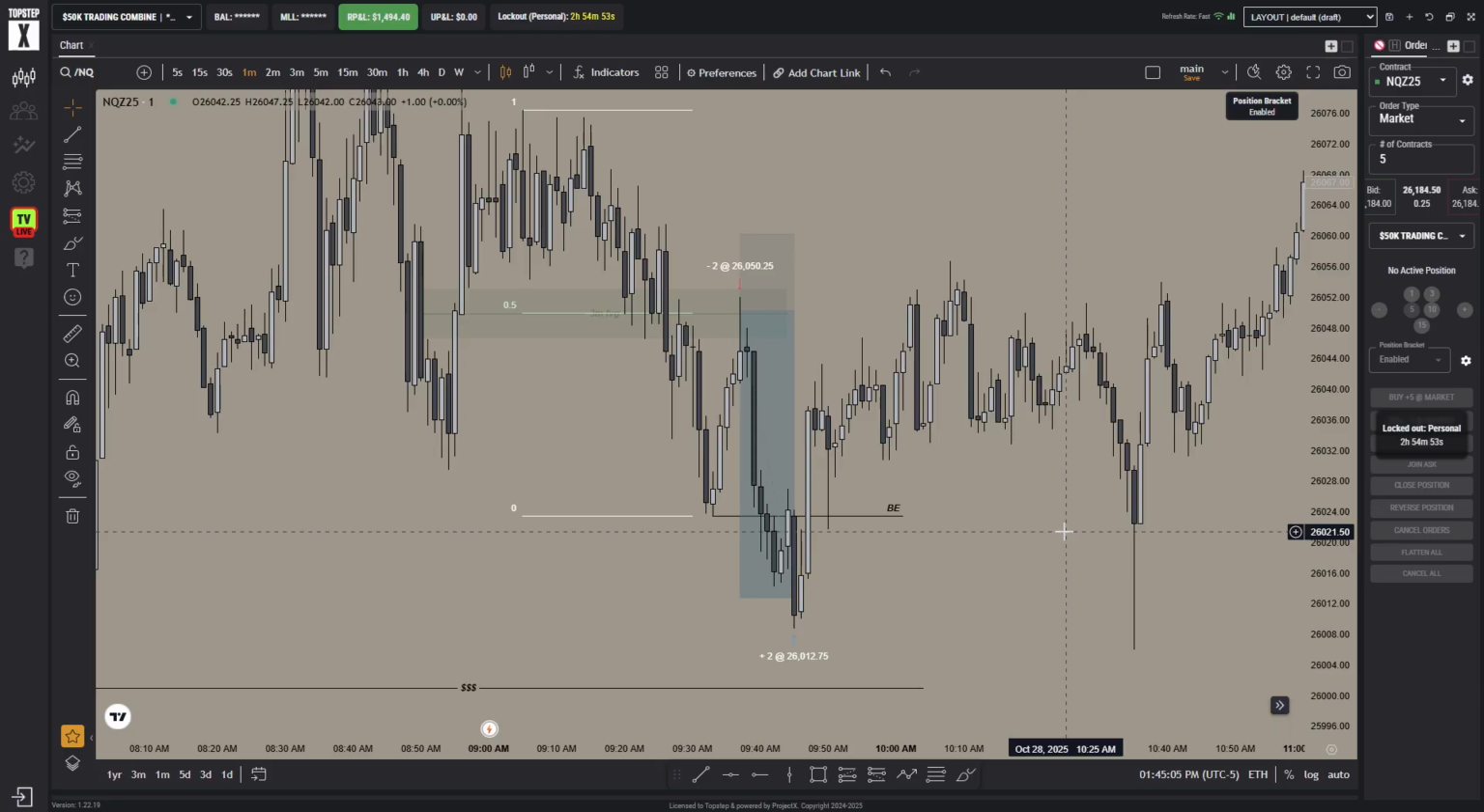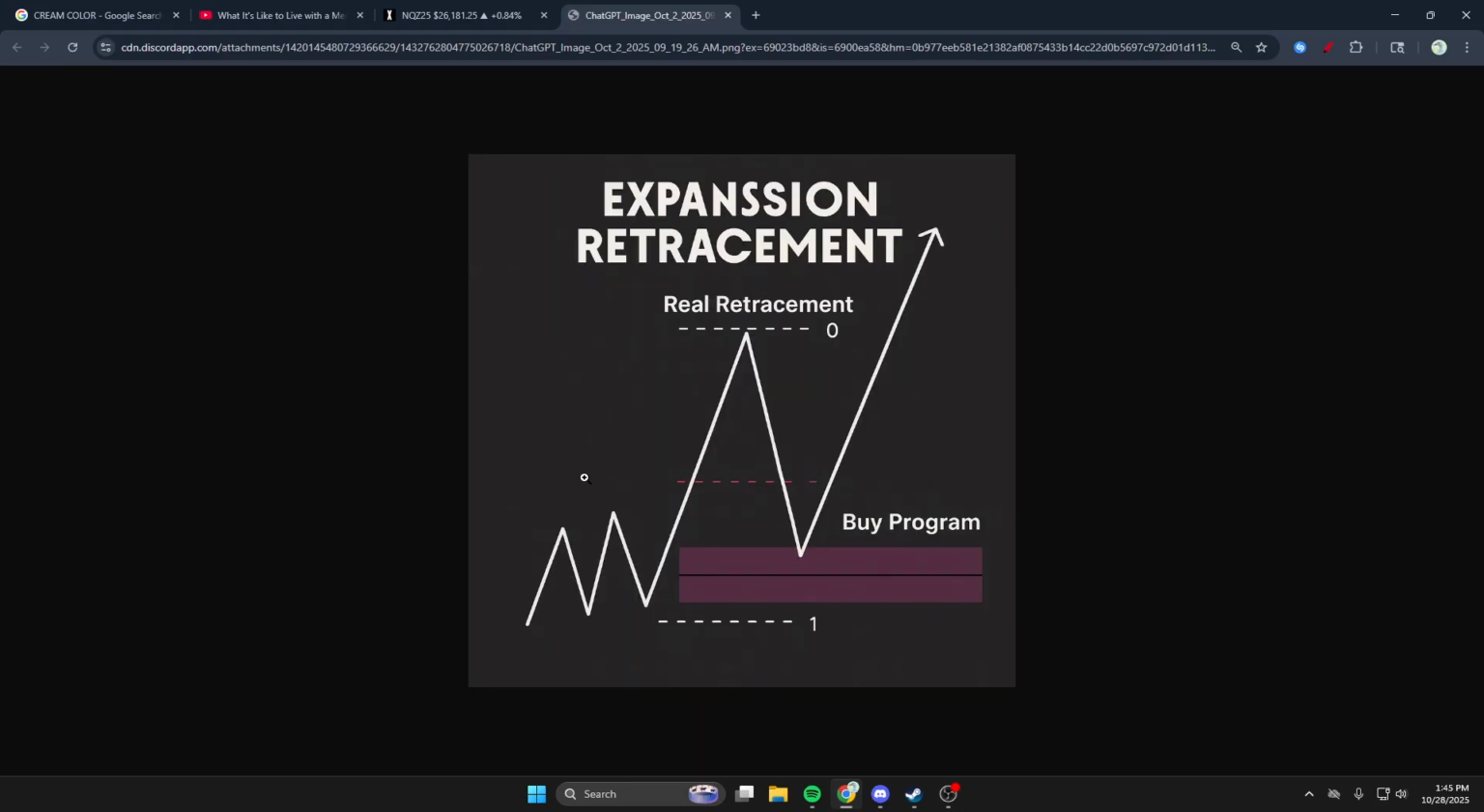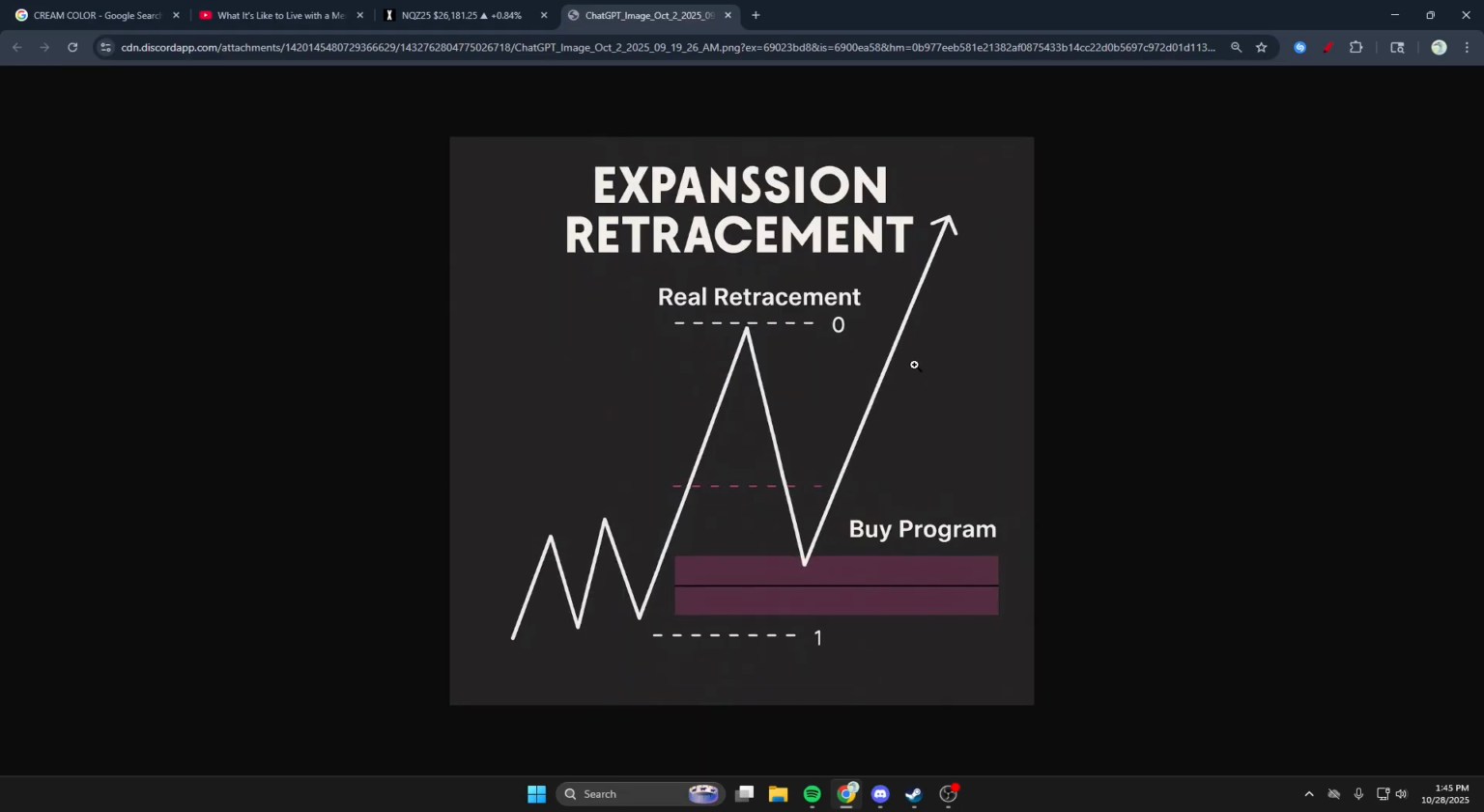This is a simple model. It's called expansion retracement. It's literally the easiest model and the only model you will ever need for trading. Let me see if I can get this image up real quick. I'll kind of show you a visual of what I'm talking about. Expansion retracement. I stole this from my friend.